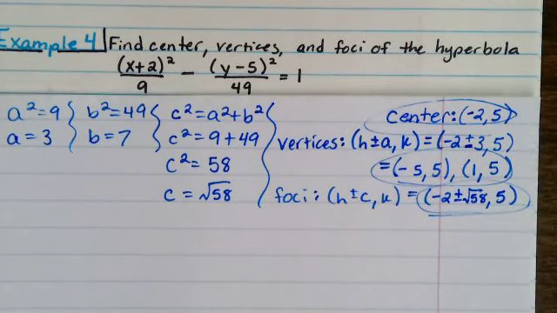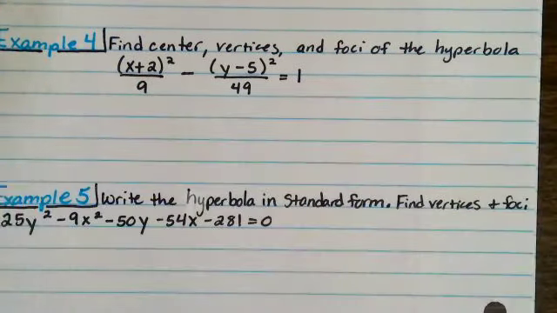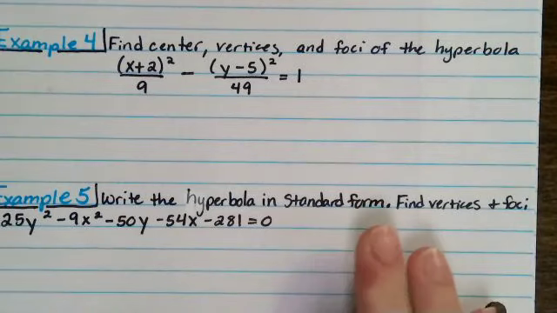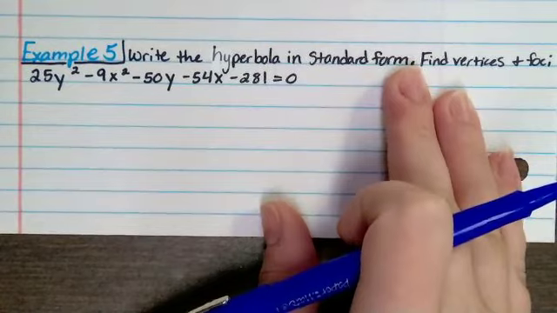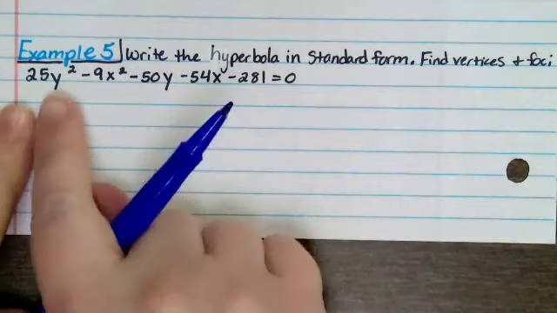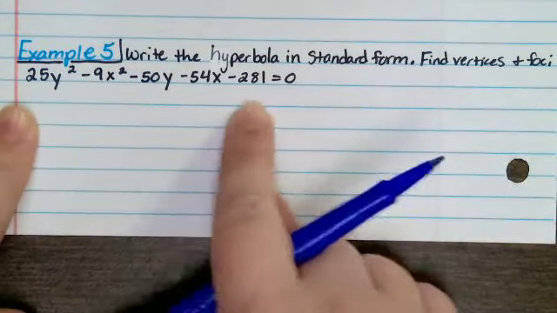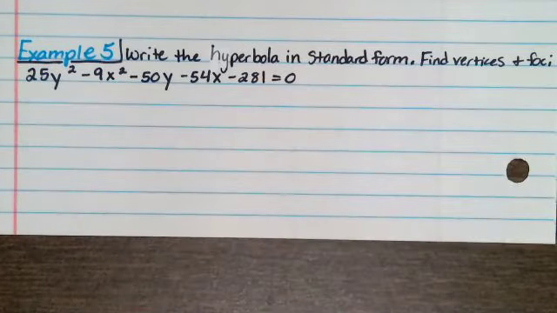All right, we found center, vertices, foci. We're done. One more problem, y'all, and this is our favorite, completing the square type of situation. It says write the hyperbola in standard form. And you can tell from this that that's going to be a little bit of a tall order because we have so many different terms.